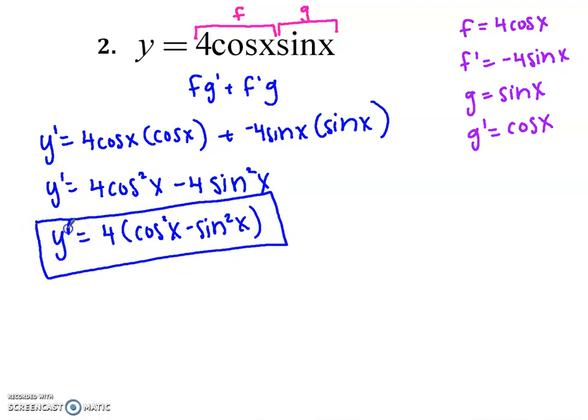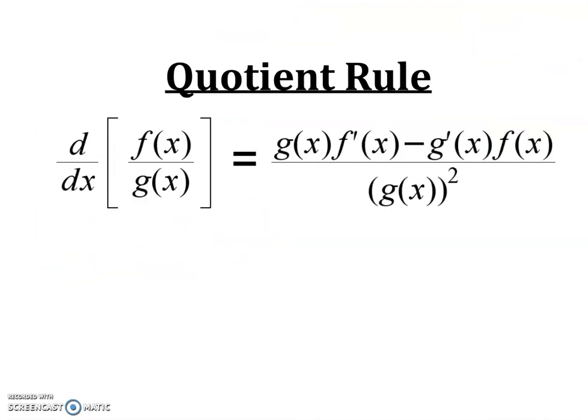And that's our derivative using the product rule. Now let's look at a couple with quotient rule. So quotient rule is when you're dividing two functions. Whatever function is on top will be f of x. Whatever function is on the bottom will be g of x. Okay, so on the top we do g of x times the derivative of f minus the derivative of g times f all over g squared.